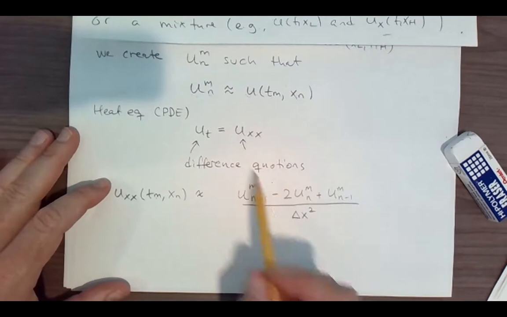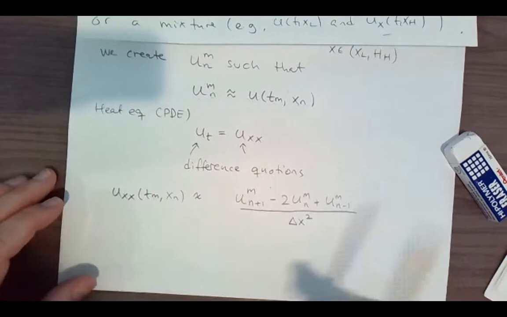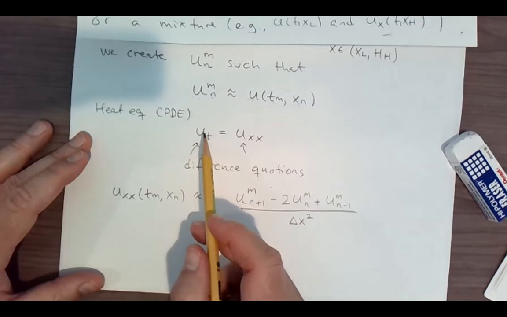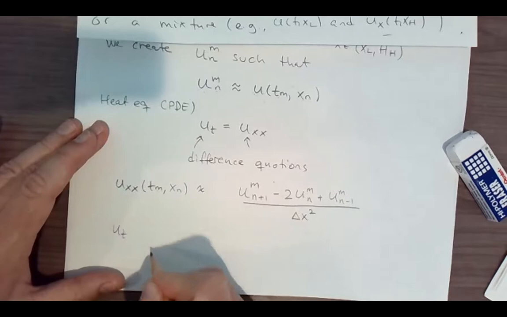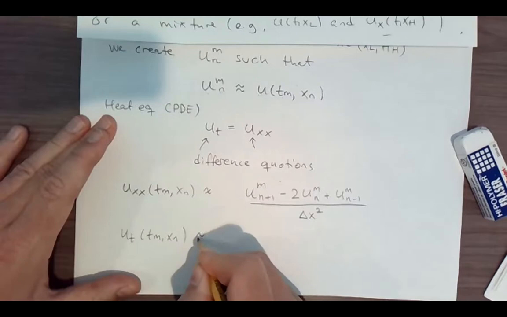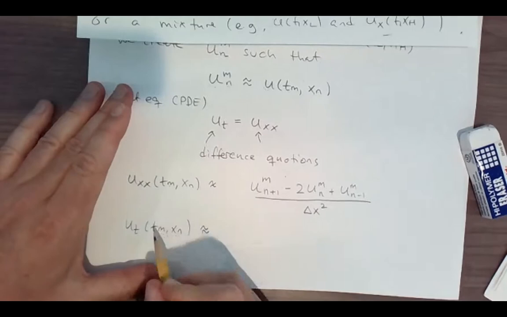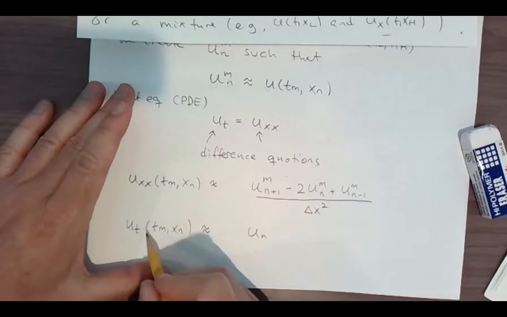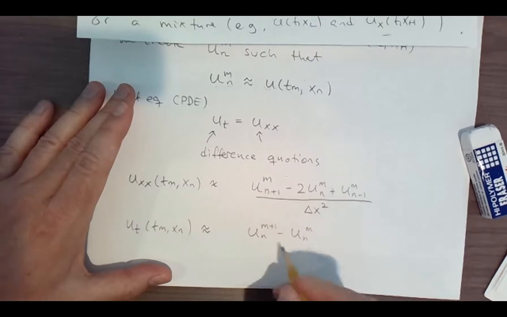And now we also need something to go on the right-hand side. That's going to be the derivative with respect to time. This here was the second derivative with respect to the spatial variable. We also need the first derivative with respect to the time variable, so U_t at t_m and x_n. Now it's in the time variable, so we fix the n downstairs. This will be U_n^{m+1} minus U_n^m, divided by delta t.